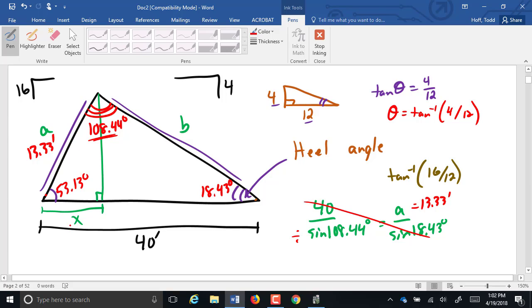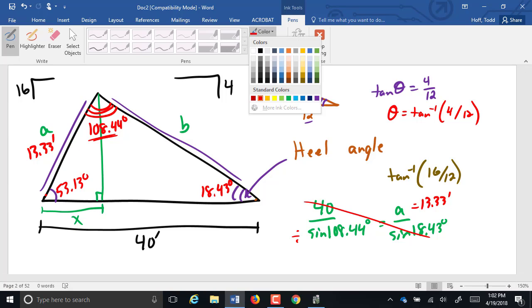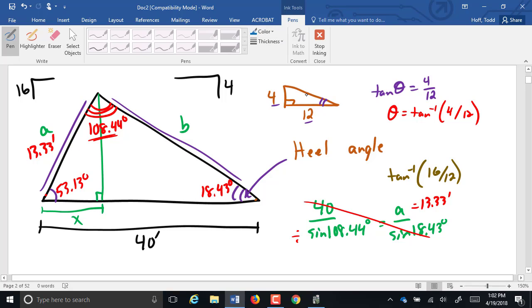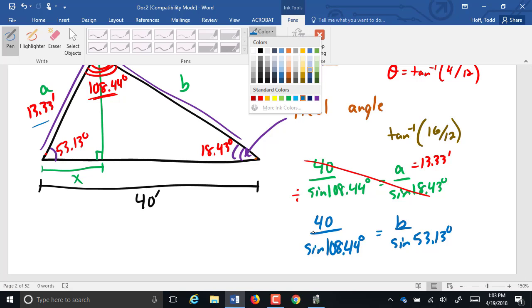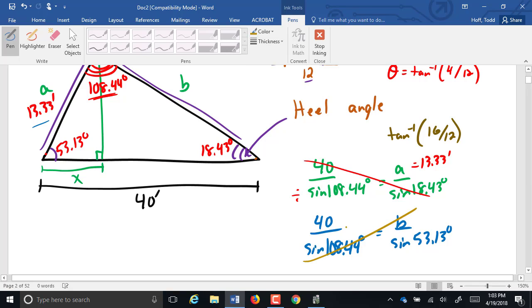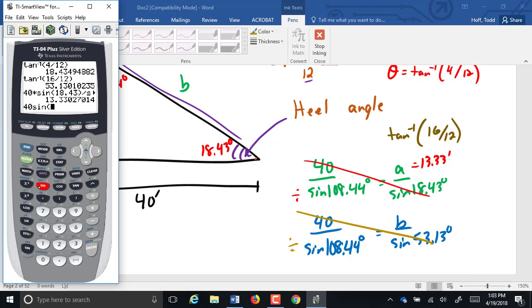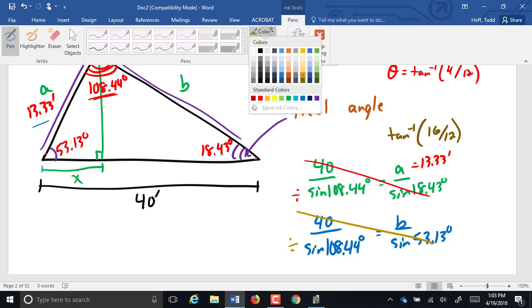Now, technically, I could find X right now. I don't need to find B, but I'm going to find B just because having that roof slope is information you would need for doing estimates and stuff like that anyway. So 40 over the sine of 108.44 degrees equals B over the sine of 53.13. Now we know this is going to be between 13 and 40, right? Has to be, that angle's in between. So we are going to cross multiply this direction and divide. 40 times the sine of 53.13. What'd you get? Okay, that sounds right. Yes, 33.73 is correct.